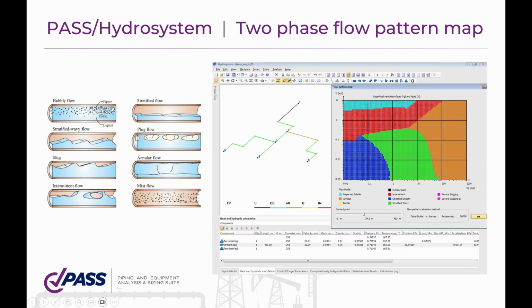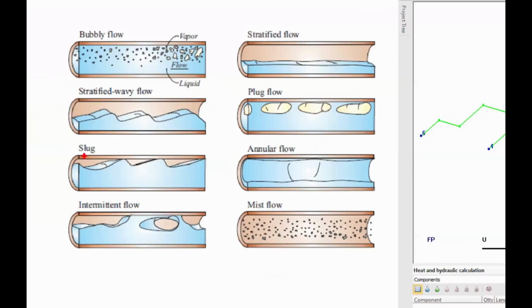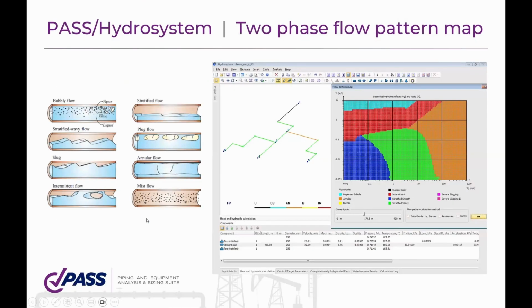piping system is working and what to do if your piping system is working in a not desirable, not preferred two-phase flow pattern. There are some very bad gas-liquid flow patterns, such as slug flow or other types of intermittent flow, which can cause high loads on your piping components, which can cause vibrations. And if you can avoid it, it is good. And the two-phase flow pattern map allows you to understand how to avoid these undesirable two-phase flow regimes, two-phase flow patterns.